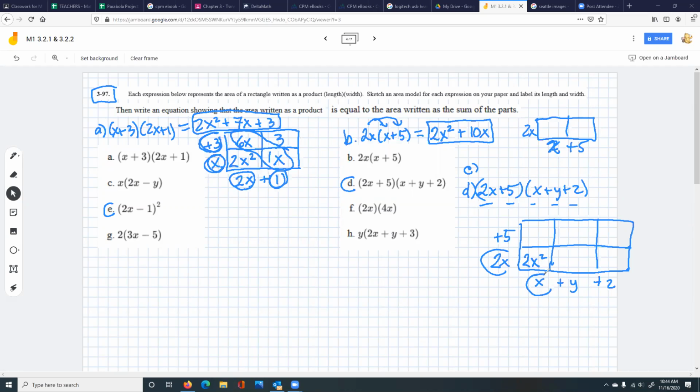2x squared. What is x times 5 going to give us? 5x. For this rectangle, what is y times 2x going to give us? 2xy. For this rectangle, what is 5 times y going to give us? 5y. For this rectangle, what is 2 times 2x going to give us? 4x. For this rectangle, what is 2 times 5 going to give us? 10. Okay, so when I multiply this times this is my product.